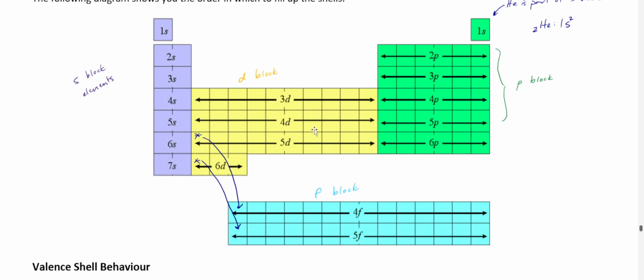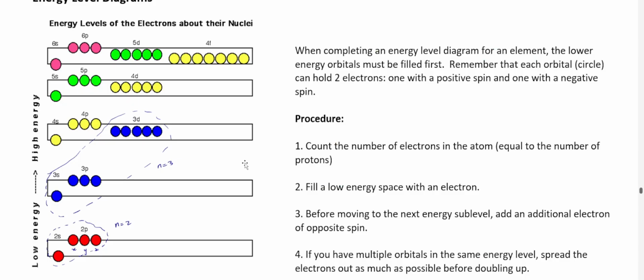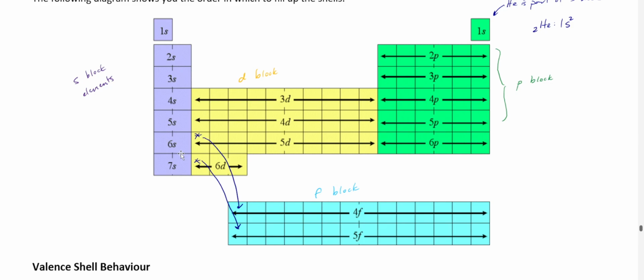Let's see if that's reflected in our energy level diagram. Returning to our energy level diagram, you can see that 6s is here, then 4f is the next highest in energy, then 5d, then back to 6p. So let's go back to our periodic table, and we see that reflected here: 6s, fill up 4f, then fill up 5d, then go to 6p.